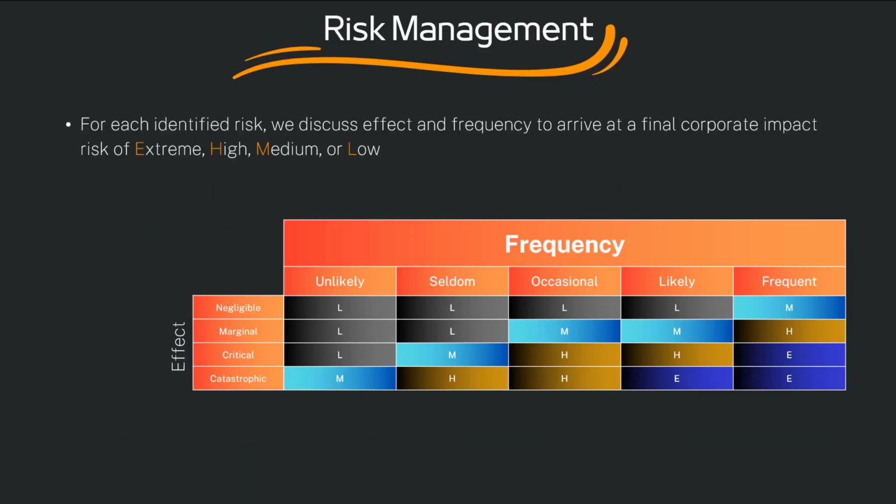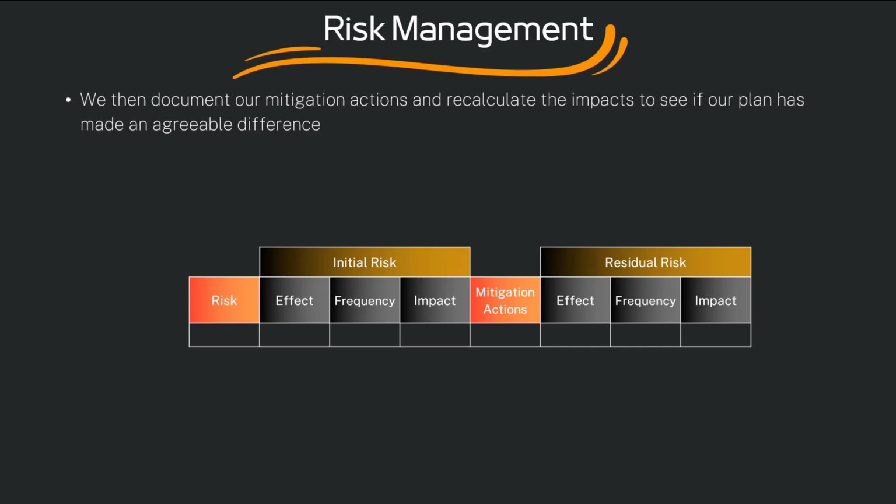For each identified risk, we discuss the effect and frequency to arrive at a final corporate impact risk. Typically, we will use a scale like extreme, high, medium, or low, and there is a symbol of this on your screen. The effect is the list on the left, which goes from negligible, marginal, critical to catastrophic, and across the top is frequency, which starts with unlikely, seldom, occasional, likely, and frequent. That chart helps us understand our corporate impact risk by inputting the effect and frequency and outputting the letter that corresponds to corporate impact. We then document our mitigation actions and recalculate the impacts to see if our plan has made an acceptable difference.